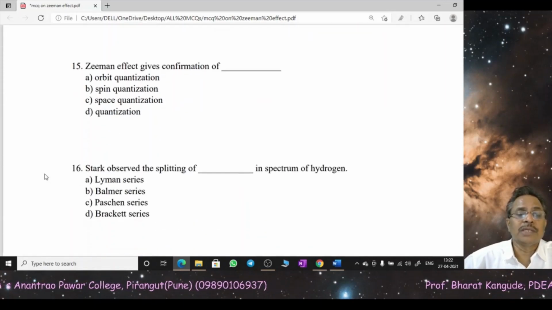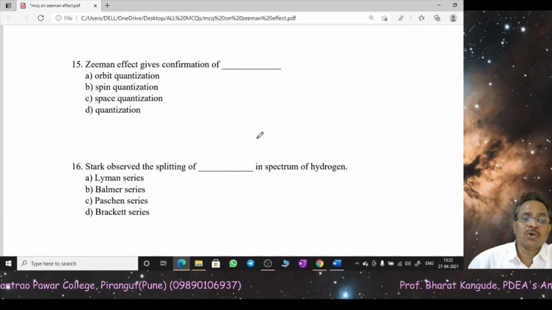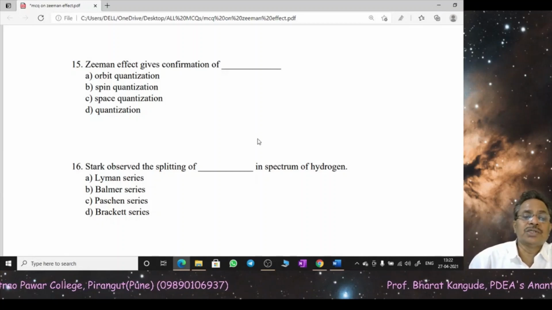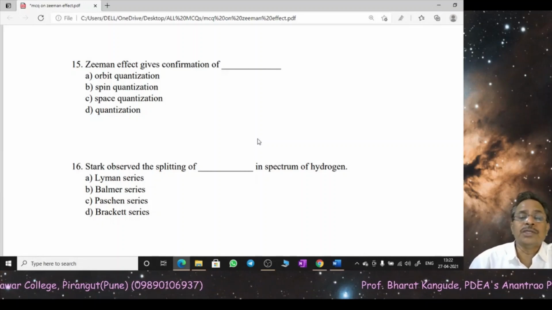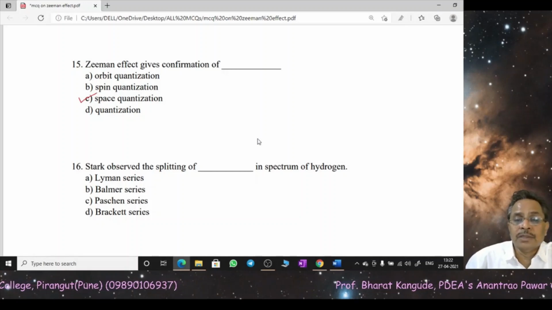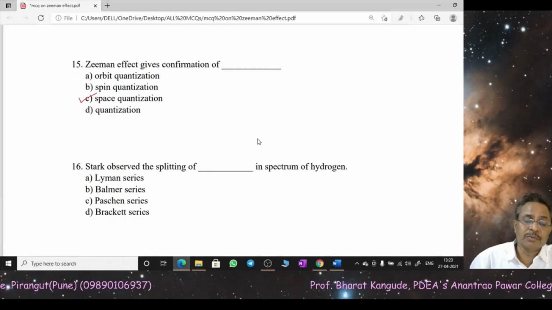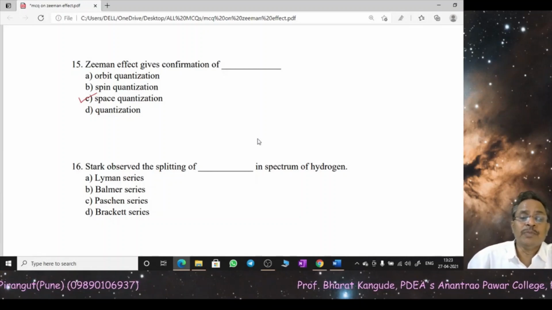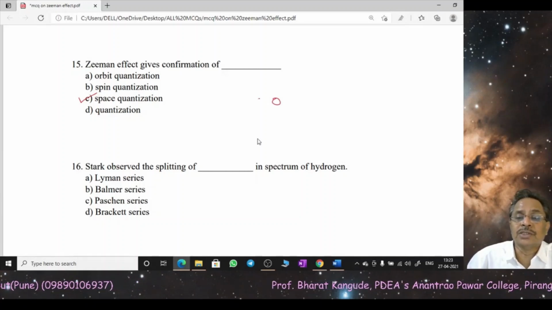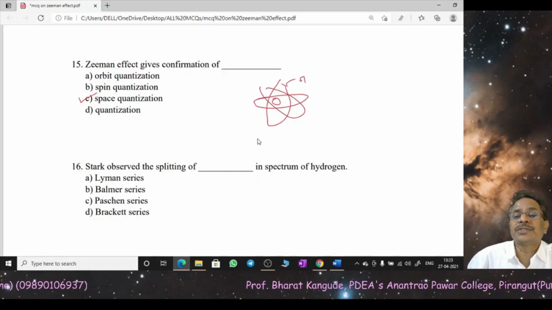That is how this is another unit of the magnetic moment. Now let's come to question 15. The Zeeman effect gives confirmation of orbit quantization, spin quantization, space quantization, or simply the idea of quantization. So it gives a confirmation of space quantization. That is, because of the magnetic properties of an electron and the magnetism given to the atom itself, the electron orbits in an atom take only certain directions. Very preferred directions are taken, and this particular concept is called space quantization.